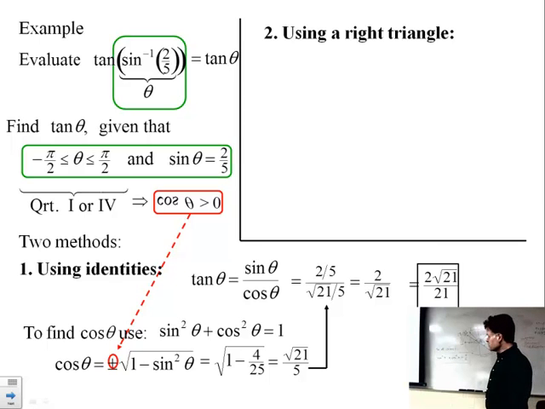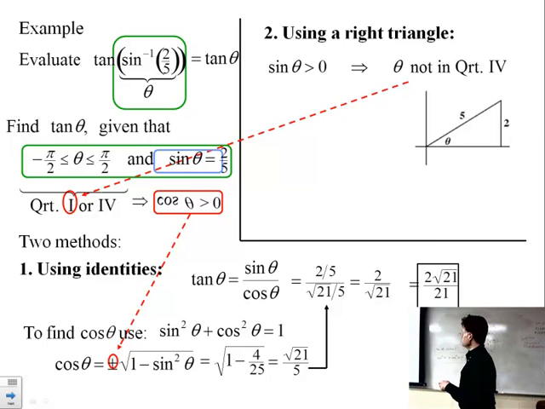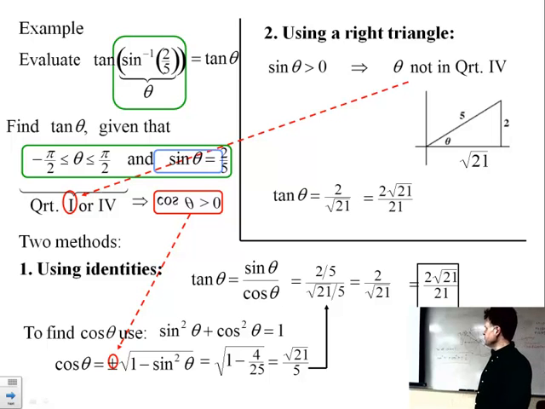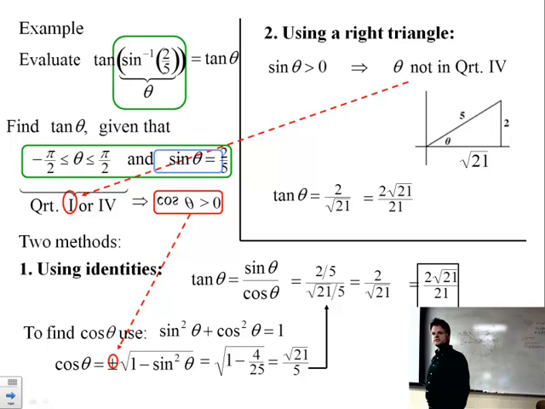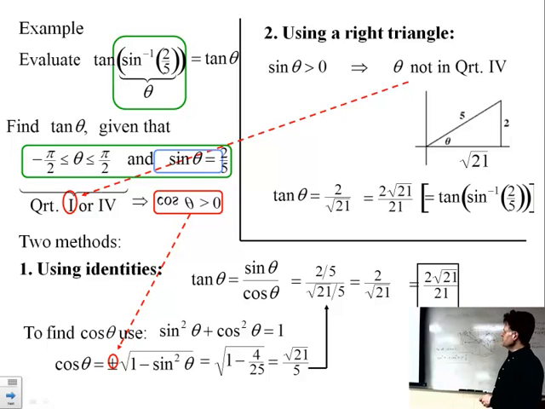You could use a right triangle instead. Sine is positive, so we're not in quadrant 4. We're in quadrant 1, and I get 2/5. So draw a triangle with opposite 2 and hypotenuse 5. Solve for the adjacent, it's root 21, and then just take the right ratio for the tangent. It's going to be opposite over adjacent. And we're in quadrant 1, so everything's positive, everything's good. Questions on either of those?